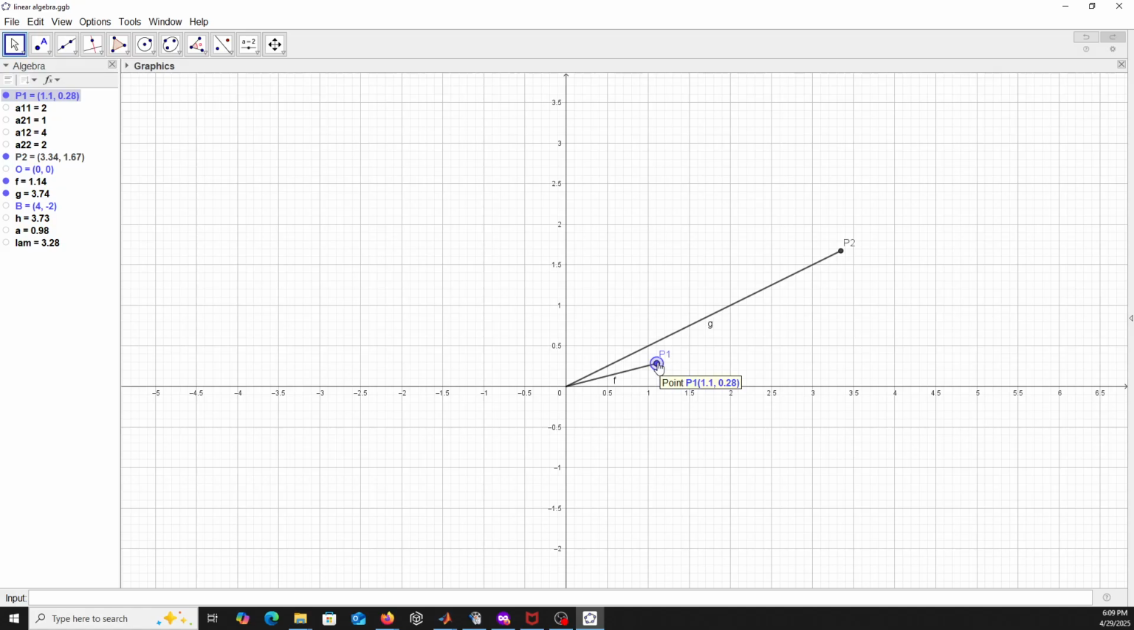Since this is the linear combination of two dependent vectors, now if you drag this point, this p2 cannot reach all the points in the xy plane, right? Yes, sir. So the span of these two vectors, 2 1 and 4 2, is limited to this line.